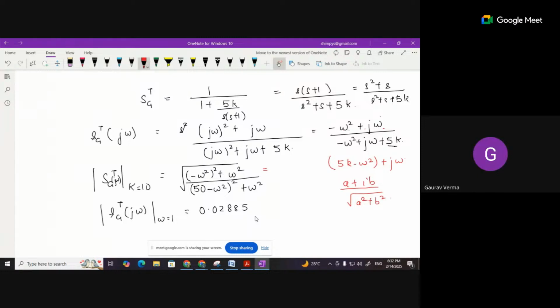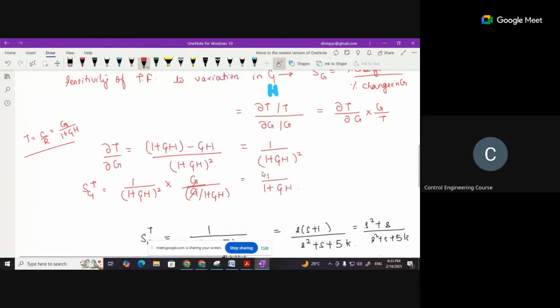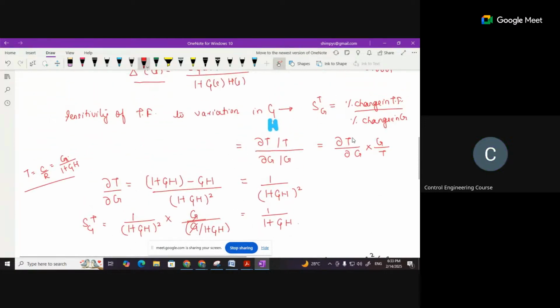So can I express it like a 1% increase in G will lead to a 2.88% change in T? It is a factor usually. If it is greater than 1 or tends towards 1, then it affects the response of the system. In percent terms, it is 2.88 percent. That is what we have written: percentage change in transfer function by percentage change in G here.